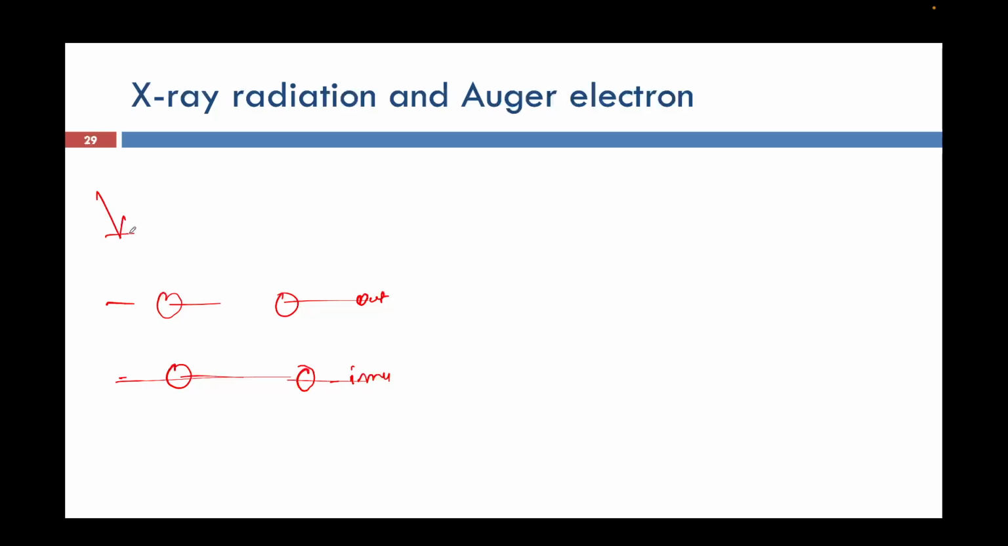When a strong electron beam comes with high incident energy, somehow it gives enough energy that this inner shell electron, I'm not talking about this electron, this inner shell electron, gets sufficient energy and goes out. So the moment it goes out, what will happen here? There will be a vacancy formation here, right?